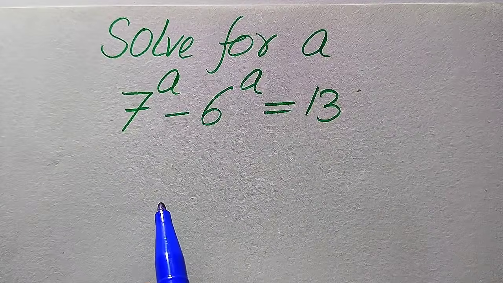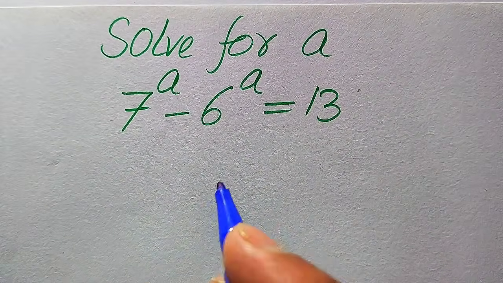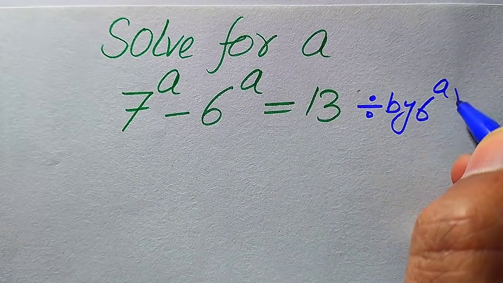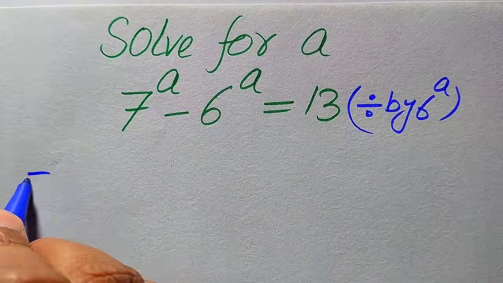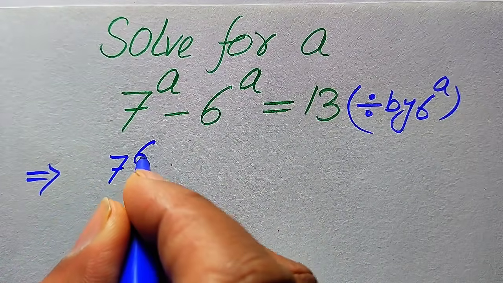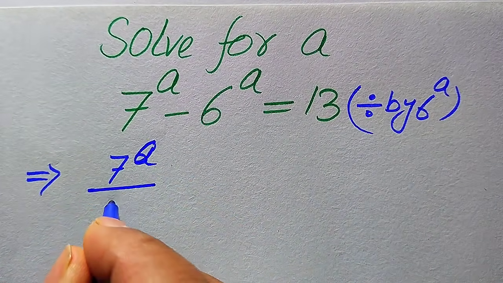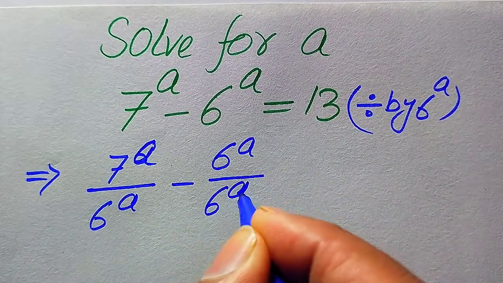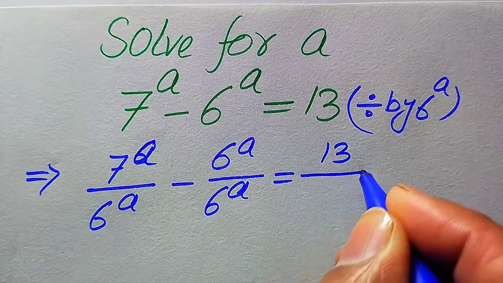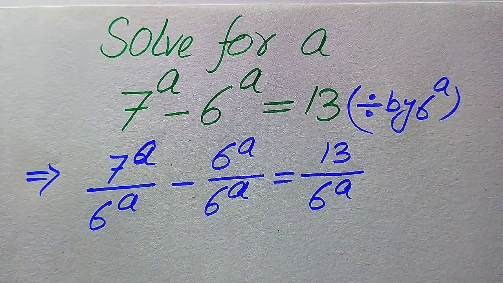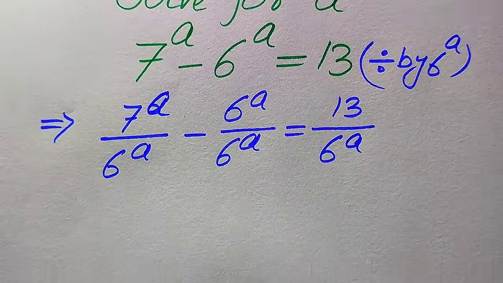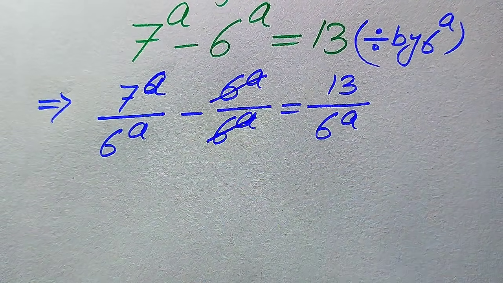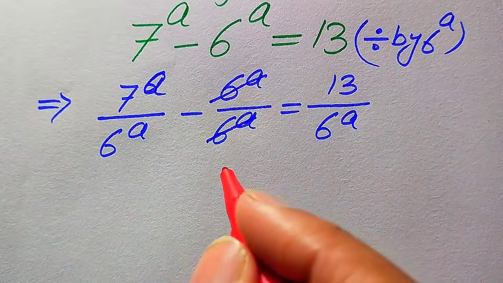The very first thing we are going to do is divide both sides of this equation by 6 to the power of a. So when we divide each of these terms by 6 to the power of a, it becomes 7 to the power of a divided by 6 to the power of a, minus 6 to the power of a divided by 6 to the power of a, equals 13 divided by 6 to the power of a. And now in the next step you see that this term and this term are gone, and in the first term we will use the nice exponential rule.